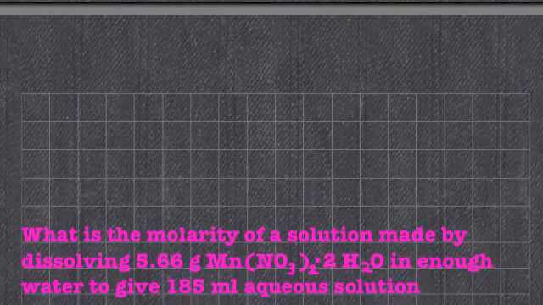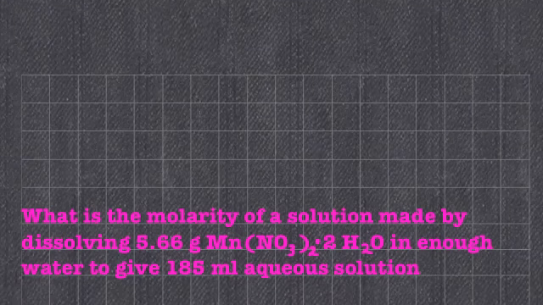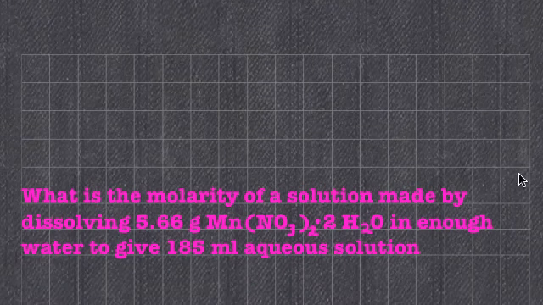Let's try another molarity question, just for the sake of it. What's the molarity of a solution made by dissolving 5.66 grams of manganese 2 nitrate dihydrate in enough water to give 185 milliliters of aqueous solution? So again, I wouldn't probably use 185 milliliters of water, but I'd use like 184 point something. I'm not sure, because this little salt takes up some volume. This 5.66 grams of this salt takes up some volume as well.